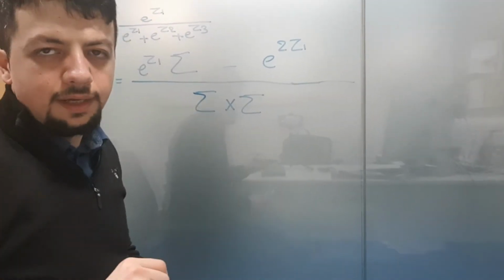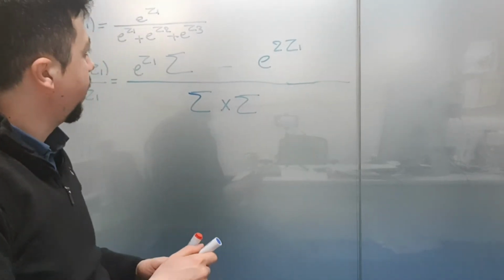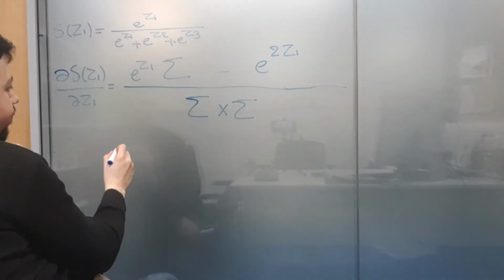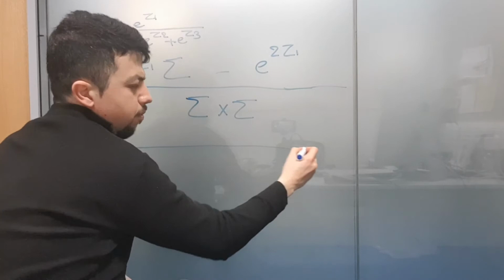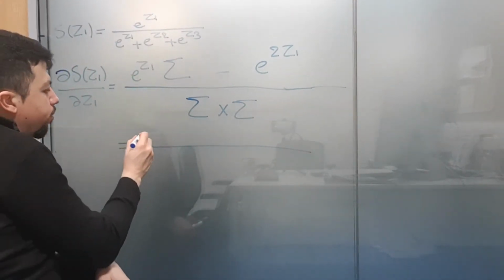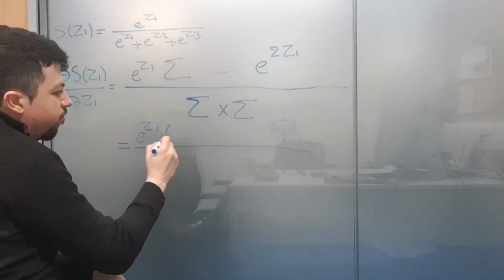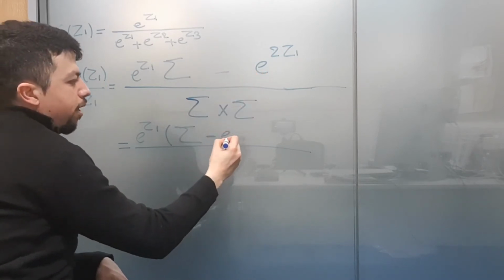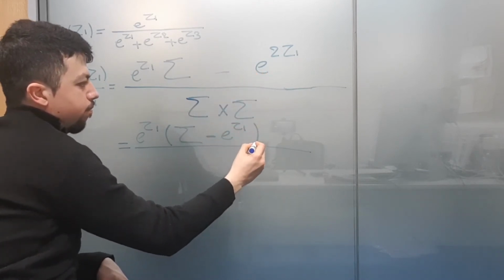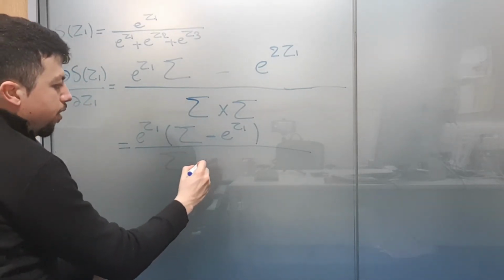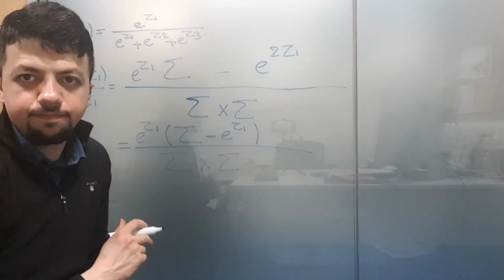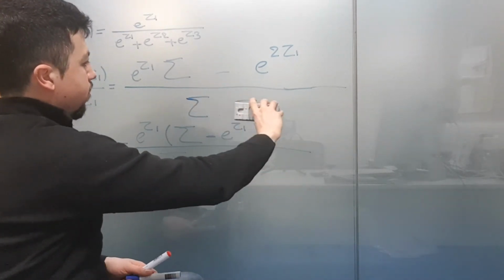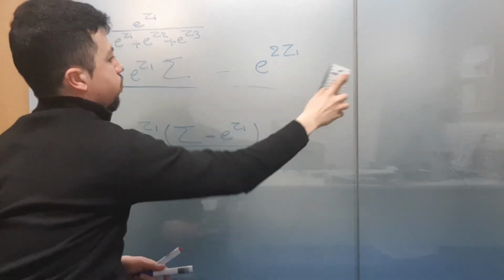Now, we're going to play a little bit of a trick here. If I factor e to the power z1 out of the denominator, what's going to happen? Can you see? E to the power z1, factor it out. Sigma will survive, minus e to the power z1 again, divided by sigma multiplied by sigma. Now, here's the interesting part. Let me just get rid of the bit on the top.